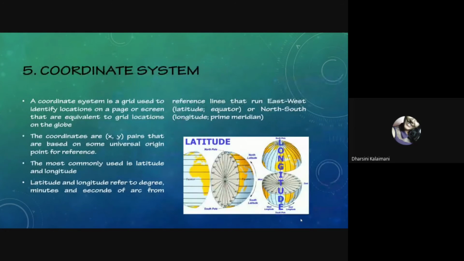Number five is coordinate system. A coordinate system is a grid used to identify the location on a paper or screen that is equivalent to a grid location on the globe. The coordinates are X and Y pairs that are based on some universal origin point for reference. The most commonly used is latitude and longitude. Latitude and longitude refer to the degrees, minutes, and seconds of arc from reference lines that run east-west, latitude or equator, or north-south, longitude or prime meridian.